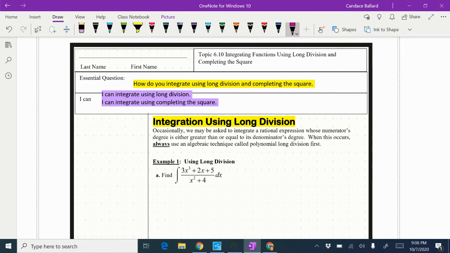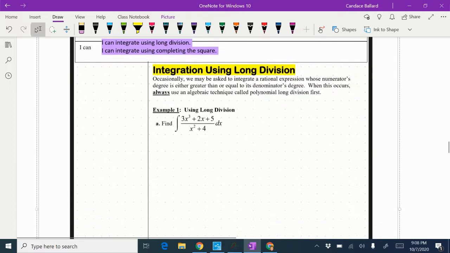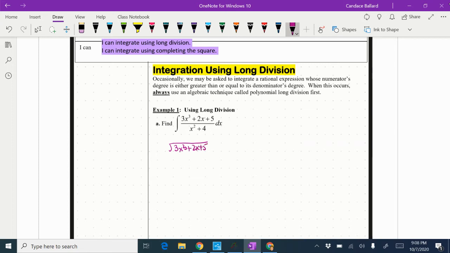We do know that this isn't a synthetic division thing. We always use long division on this. This is why we learned long division. So I'm going to show you, we're going to do the long division first, and then we're going to go ahead and integrate it. So I would put the numerator inside the division symbol, 3x cubed plus 2x plus 5, and the denominator outside.